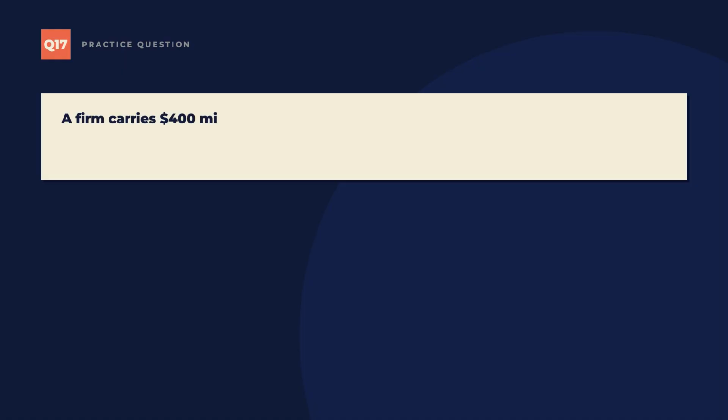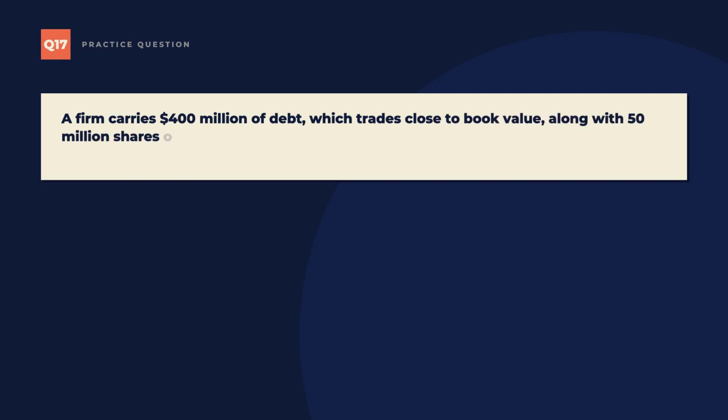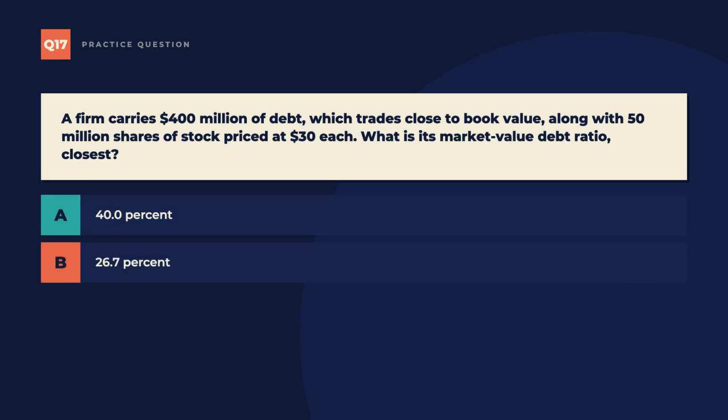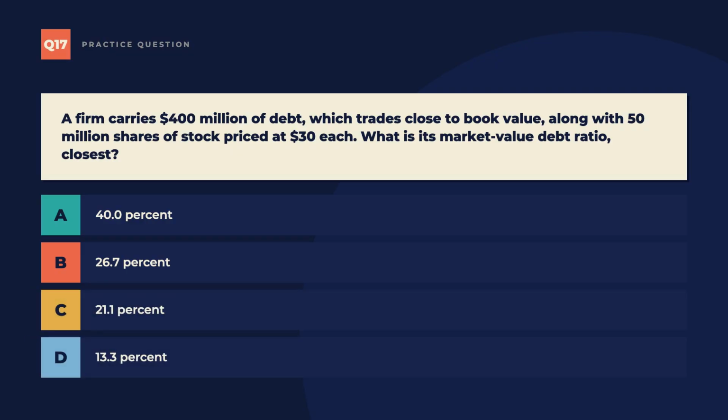Question 17. A firm carries $400 million of debt, which trades close to book value, along with 50 million shares of stock priced at $30 each. What is its market value debt ratio closest? Your options are A. 42%, B. 26.7%, C. 21.1%, D. 13.3%. Which one is it? Pause the video if you need more time.